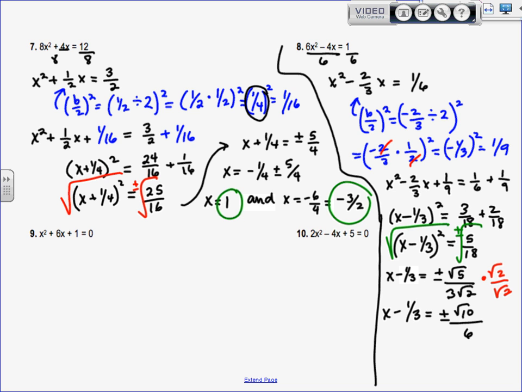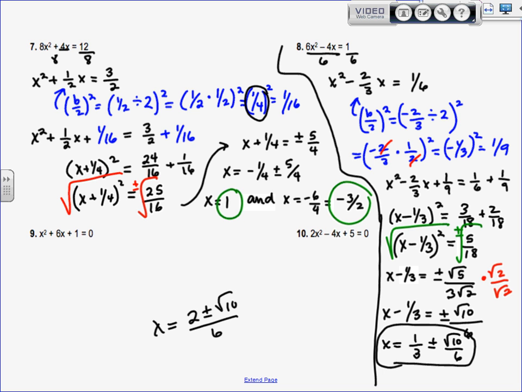All right, and then add the 1/3 over. So I get x equals 1/3 plus or minus radical 10 over 6. And that's your answer. So 1/3 plus or minus root 10 over 6. So what if you did have common denominators? Then you might see x equals 2 plus or minus root 10 all over 6, right? Because you could rewrite 1/3 as 2 over 6 and then combine them. So just know, oh yeah, it could also be in this form.